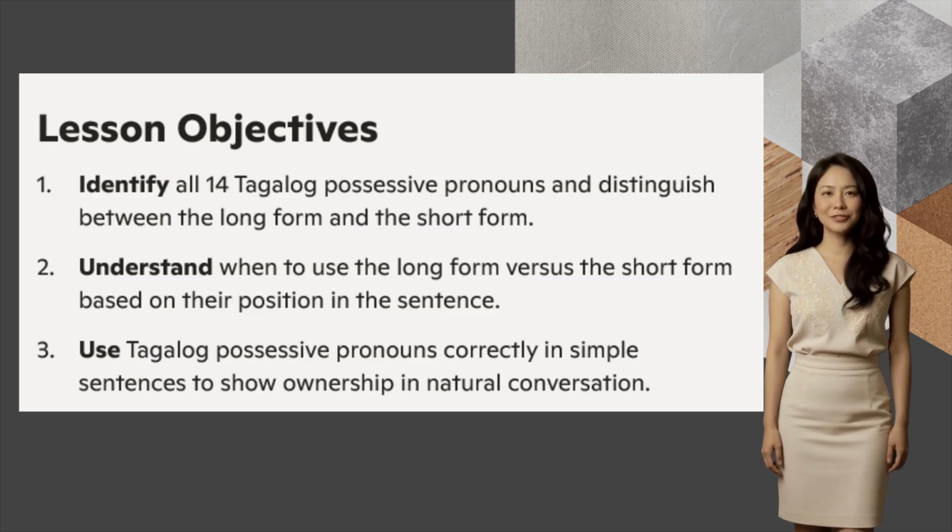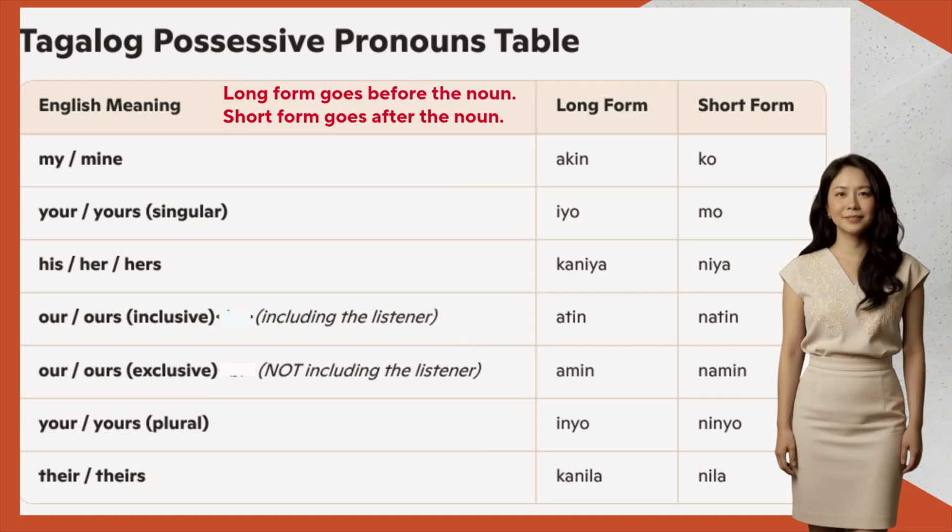Una, you will identify all 14 Tagalog possessive pronouns and see the difference between the long form and the short form. Pangalawa, you will understand when to use the long form and when to use the short form, depending on where the pronoun appears in the sentence. At panghuli, we will use these possessive pronouns in simple Tagalog sentences so you can show ownership naturally when you speak. And of course, we will also have our memory trick. O sige, magpatuloy na tayo ha.